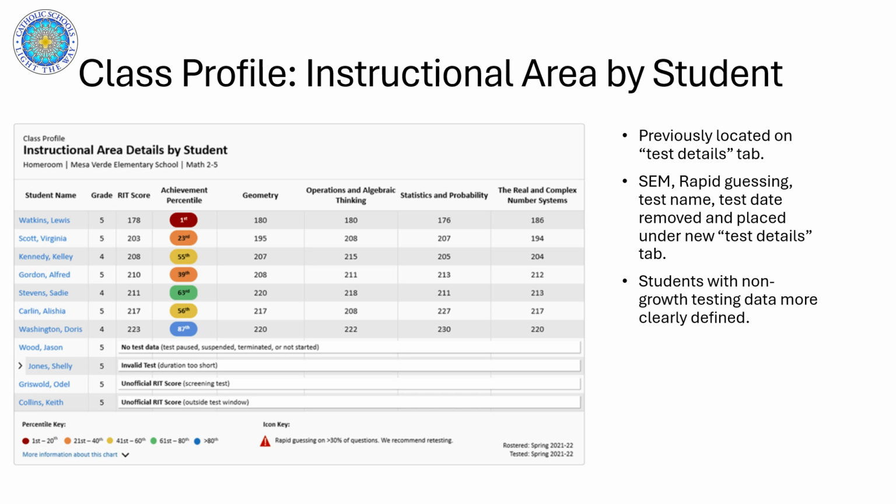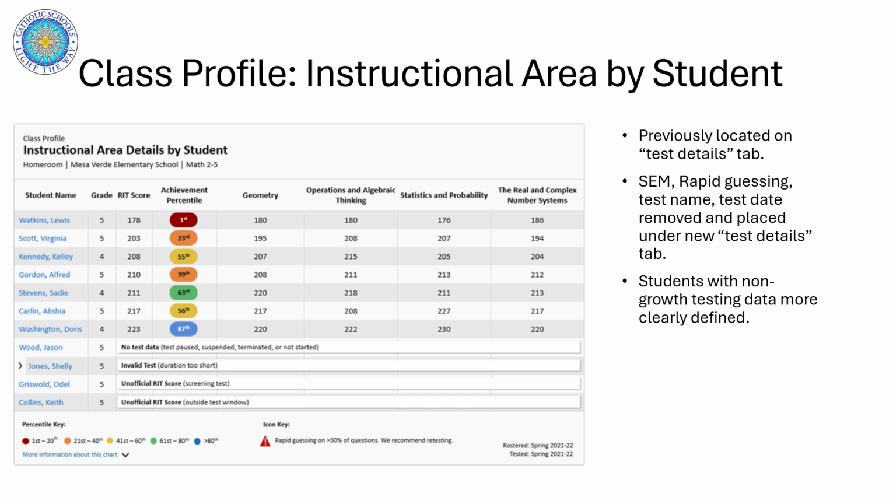So for example, let's look at Lewis Watkins again. He got a 178 overall on his math assessment for the spring term. He is in the first achievement percentile. If we look at the instructional area RIT scores, we can see that he scored very high with a 186 in the real and complex numbers system, a 180 in geometry, and a 180 in numbers and algebraic thinking. He only scored a 176 in statistics and probability.